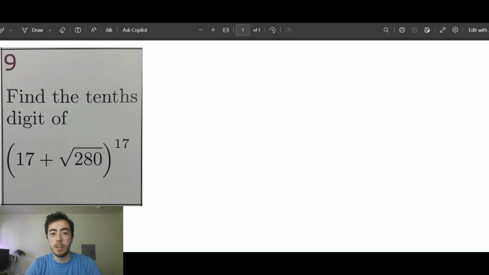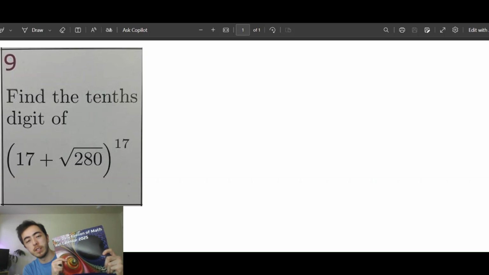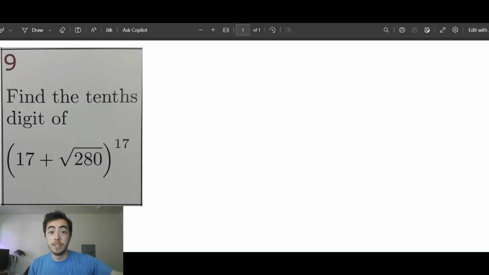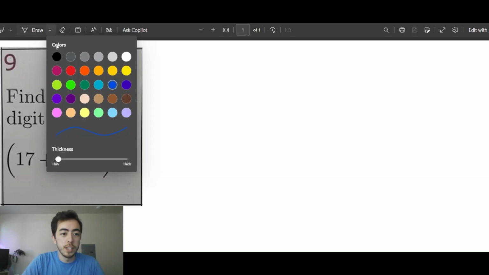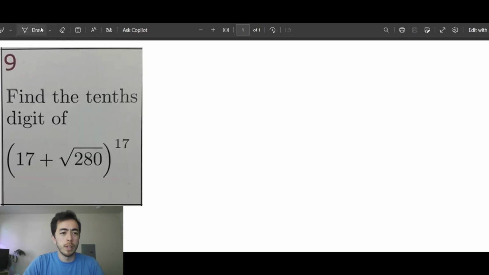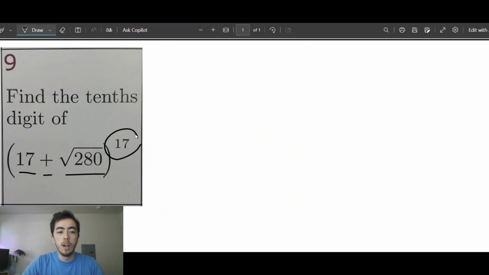It's June 9th, and we're solving problem number 160 from the Daily Epsilon calendar. Let's figure it out. We need to find the 10th digit of this kind of weird number. It's 17 plus the square root of 280, then raised to the 17th power.